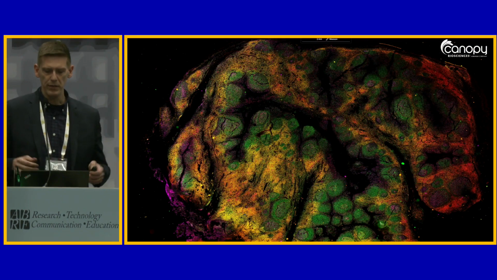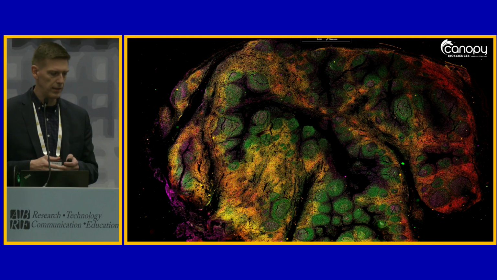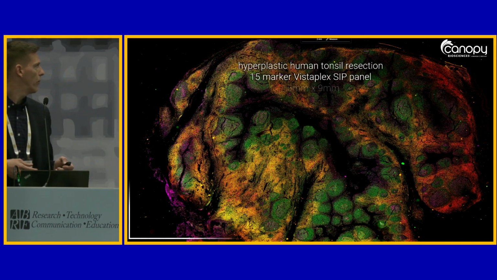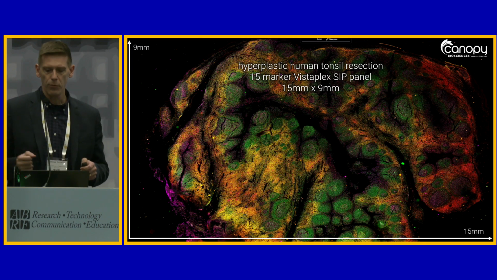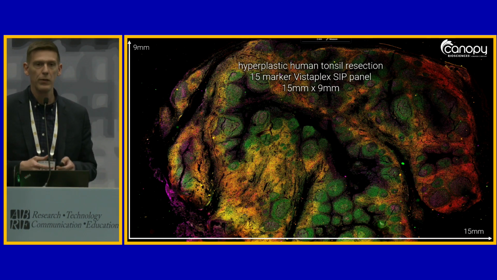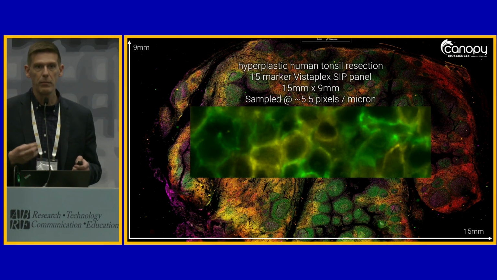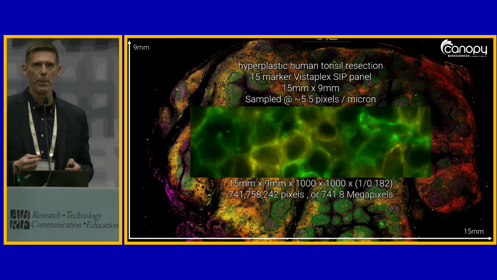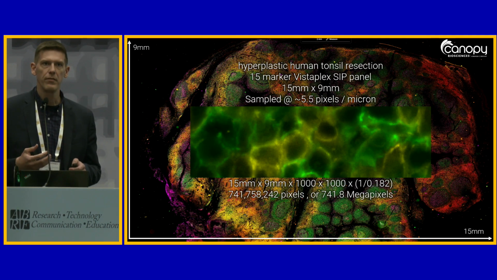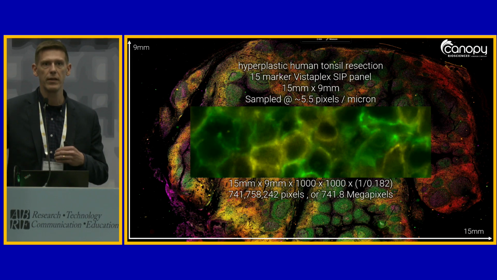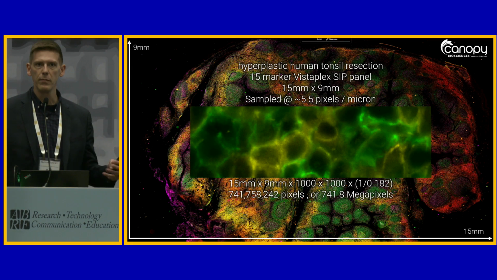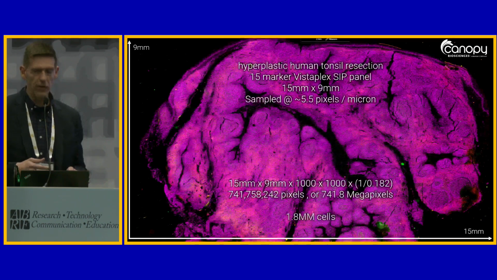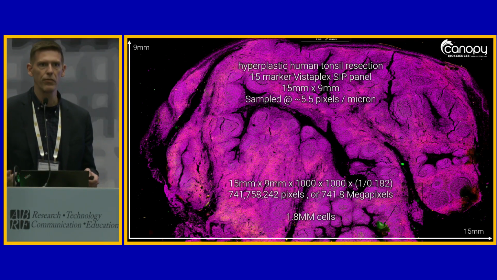So talking about data. What we're looking at here is a hyperplastic tonsil. We stained this with 15 different markers. It's 15 millimeters by 9 millimeters. But importantly, it's sampled at 5.5 pixels per micron, 182 nanometers per pixel. So this is a highly, highly dense data set. It's actually 721 megapixels. Before we even talk about the intensity variation and the number of markers, it's just a very big image. But it's also a very powerful image. Out of this, we were able to extract 1.8 million cells.